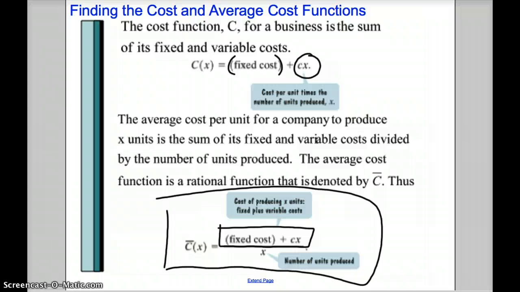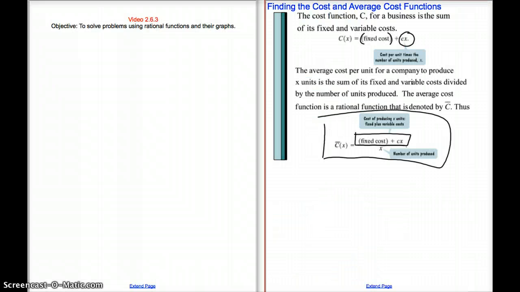Hopefully you know from past experience that there's definitely going to be some money that you have to put out, but over time the average cost should go down, right? Because over time you should have that fixed cost split between more items. So let's take a look at this in action.